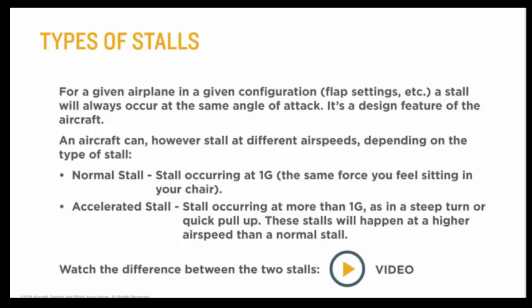So for a given airplane in a given configuration, a stall will always occur at the same angle of attack. That's what we just talked about. It's a design feature. So a normal stall is a stall occurring at 1 G, and an accelerated stall is when you feel more than 1 G. Again, I will post the video so you can see the difference between those two types of stalls.